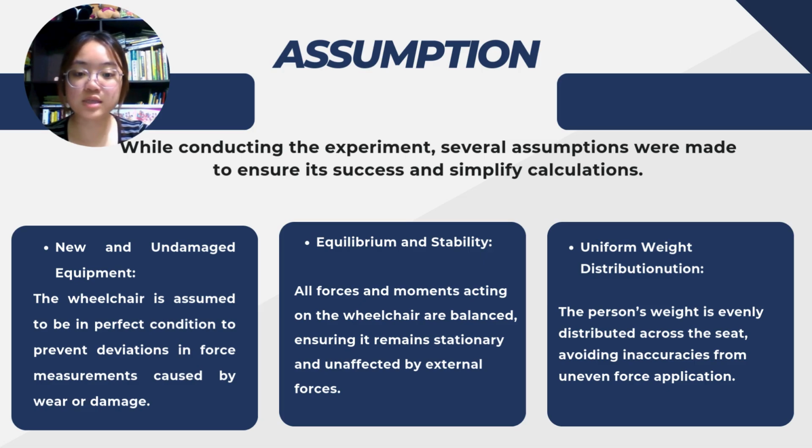The second one is the equilibrium and stability. All forces and moments acting on the wheelchair are balanced, ensuring it remains stationary and unaffected by the external forces. The last one is uniform weight distribution. The person's weight is evenly distributed across the seat, avoiding inaccuracies from uneven force application.